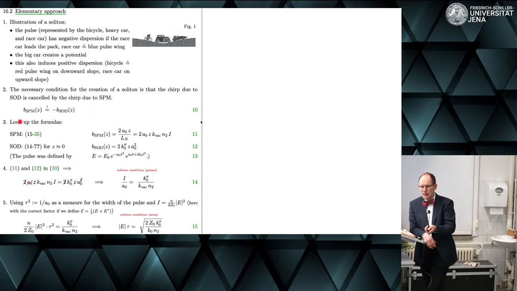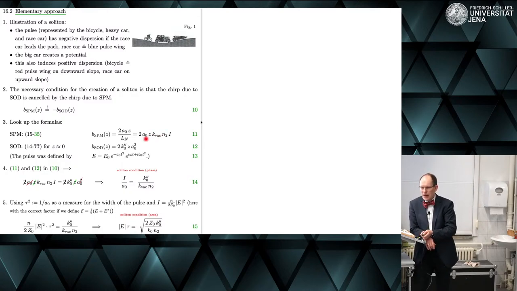The only thing that we need to do is to look up the formulas for self-phase modulation, the one that we derived last time. So we found that the chirp parameter induced or created by self-phase modulation is given by this expression. Once again, of course, we have the intensity and we have the nonlinear refractive index. So this is the change in refractive index due to the nonlinear effect.